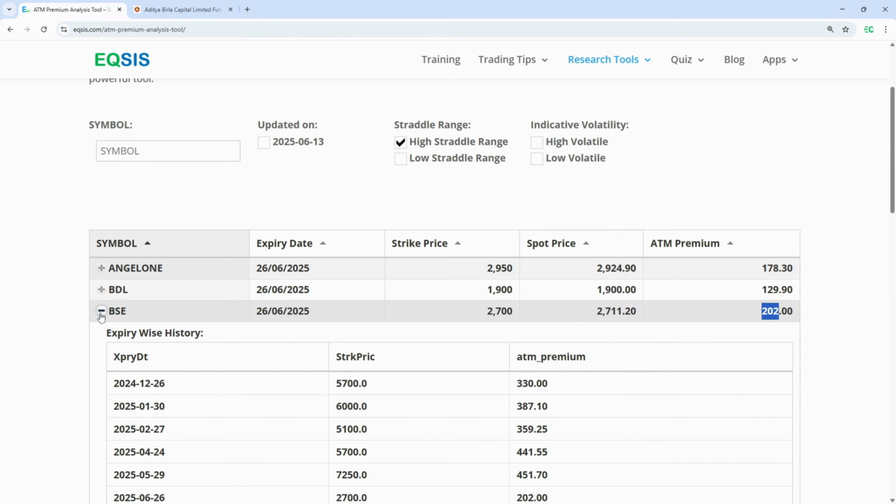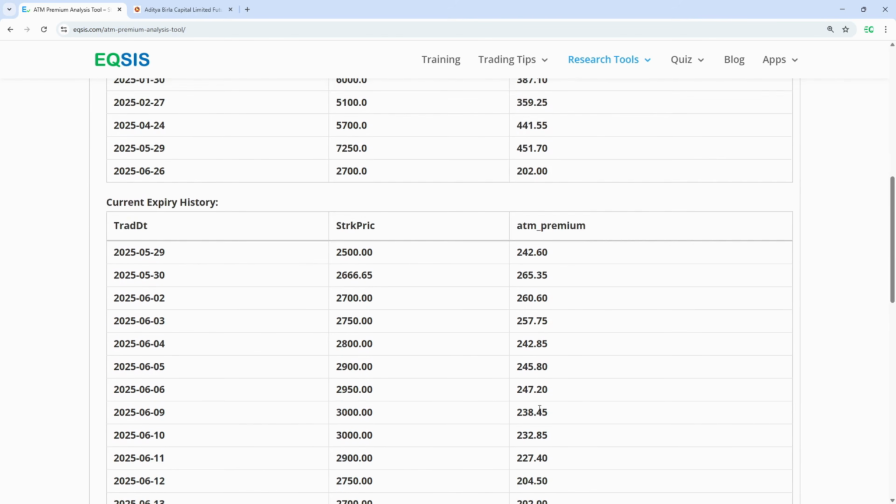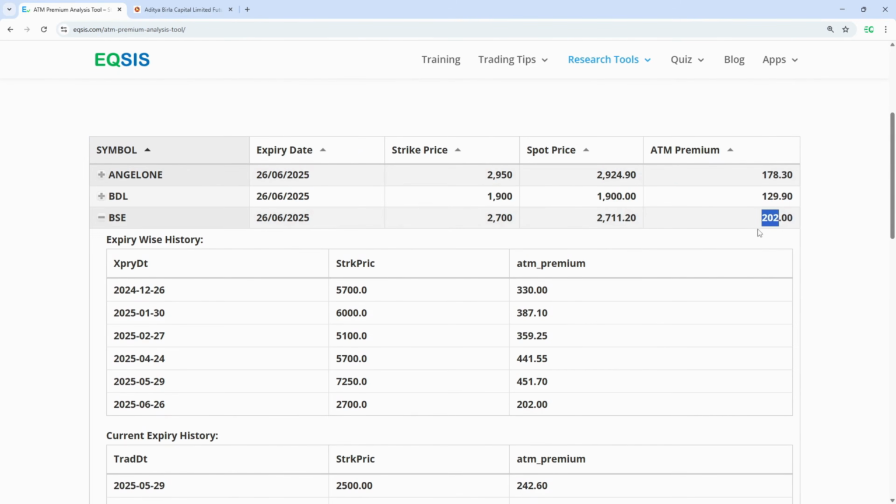So if you expand the BSE here, you get to know, look at this particular premium here. When compared to other companies, BSE got quite a good amount of a range, because its strike price is 2,700, but we got about 200 rupees premium, which is close to 7-8% when compared to other companies where we got about 2 or 3%. So we got quite a good range.